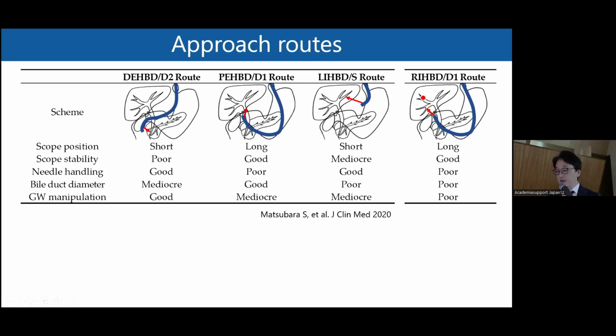In addition, the right intrahepatic bile duct from the D1 route is acceptable. And Dr. Kitamura reported the distal extrahepatic bile duct puncture from the stomach.